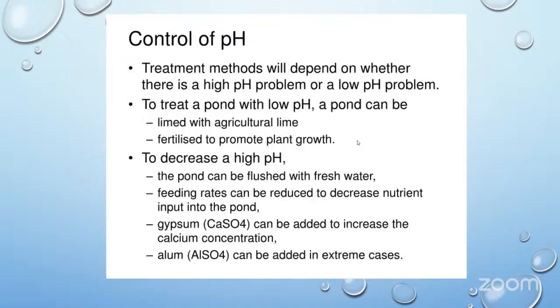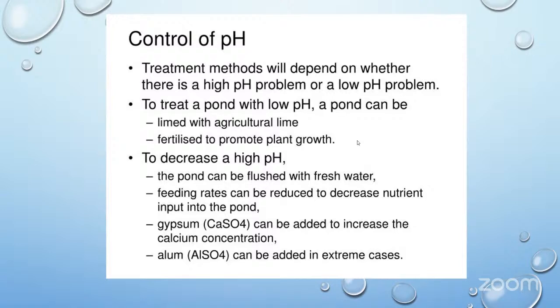Now, how to control the pH? Treatment methods will depend on whether there is a high pH problem or low pH problem. To treat a pond with low pH, a pond can be limed with agricultural lime, fertilized to promote plant growth.